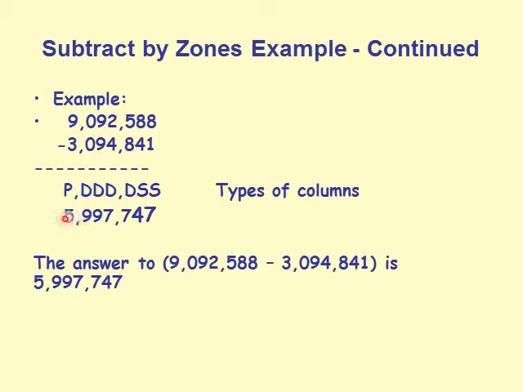Continue. So the answer so far is 5997747, and we have computed the answer for every digit's position in the subtraction. So let's summarize this. For the given problem, 9092 minus 588, minus 3094841, the answer is 5997747.